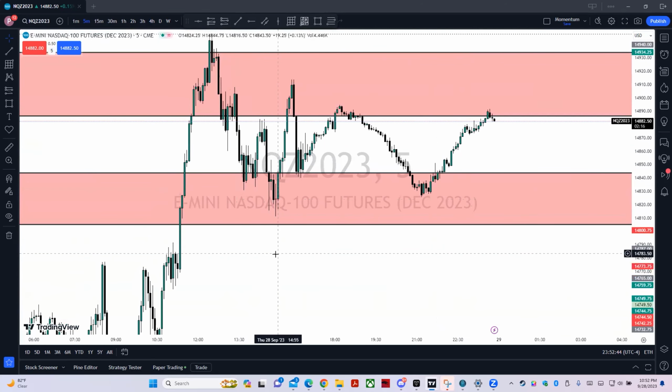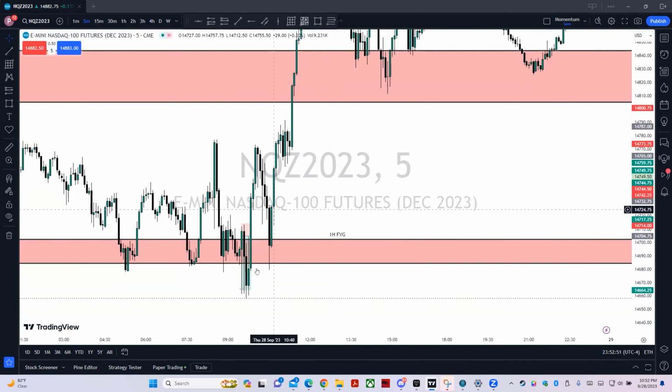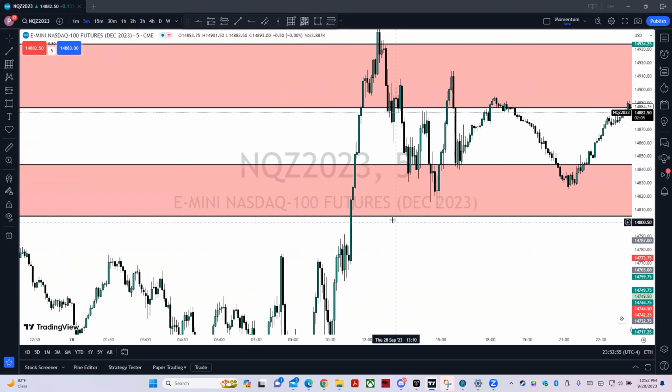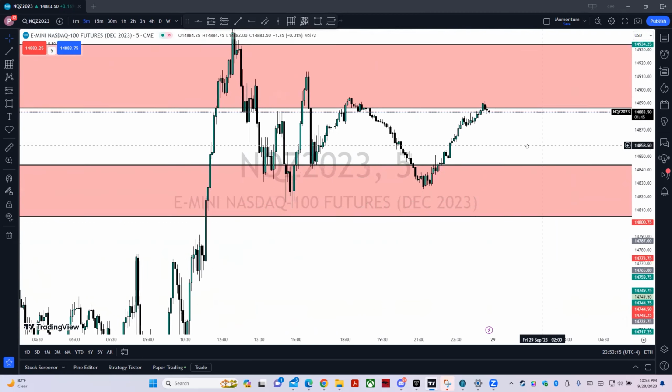So seeing this massive run up, I was not expecting that. It was good to see. I liked to see that because it took out a lot of buy side liquidity. I mean, that smacked buy side liquidity left, right, and center. So it was good to see that. Next, I would like to see it come down, break the lows below around here, and then break to the upside.